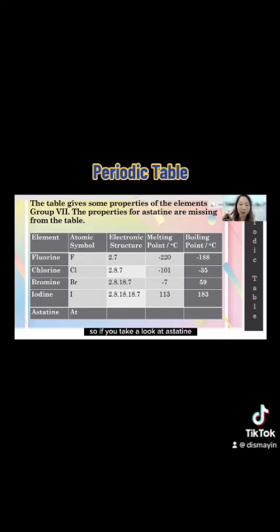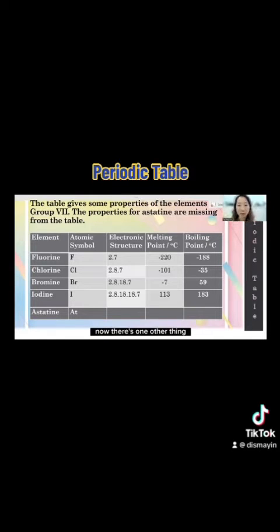So if you take a look at astatine, our predicted melting point is 220. What if it's not? Doesn't care. We don't care because iodine already has a melting point higher than room temperature. So most certainly astatine will be a solid state element at room temperature and pressure.